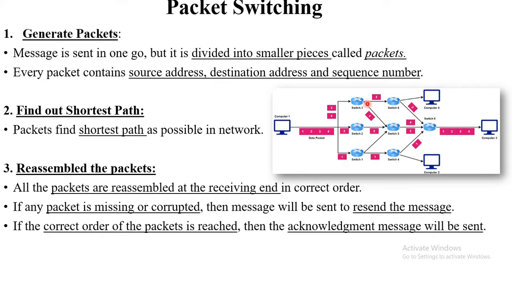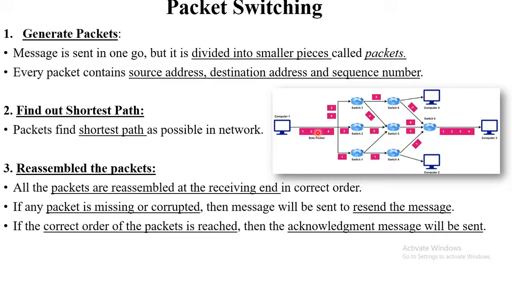See here in this image, this is the structure of packet switching. Now, computer 1 wants to send information to computer 3. First, it generates the packets. For example, this is the complete information like 1, 2, 3 and 4. This complete message is divided into smaller pieces and these pieces are called packets, like packet 1, packet 2, packet 3 and packet 4. Each packet contains a source address, destination address and sequence number. Computer 1 is the source address and the destination address is computer 3.